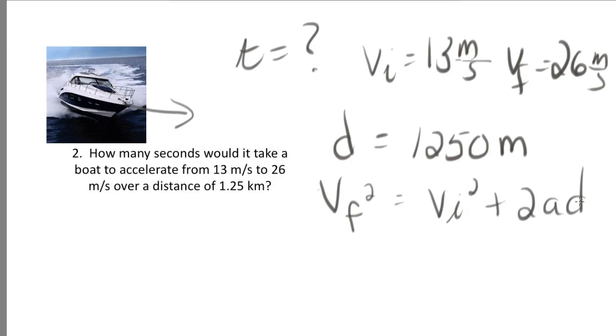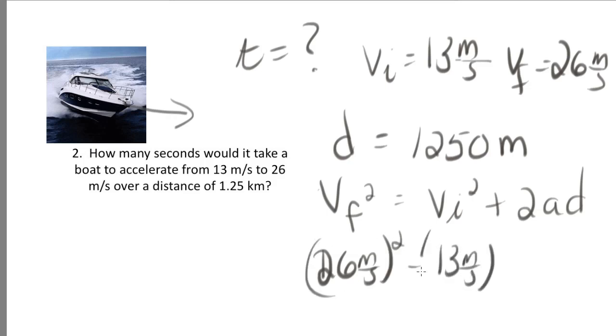And you're saying, well, why are you using that? Because I'm looking for time and this doesn't have time in it. But I thought it would be nice if we found the acceleration here. Okay, so acceleration would be found by plugging in, 26 meters per second squared equals 13 meters per second squared plus 2 times A times that 1250 meters, okay?